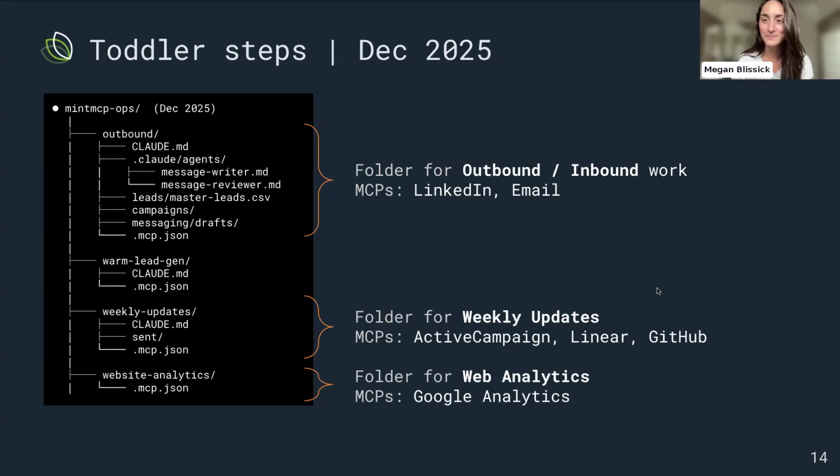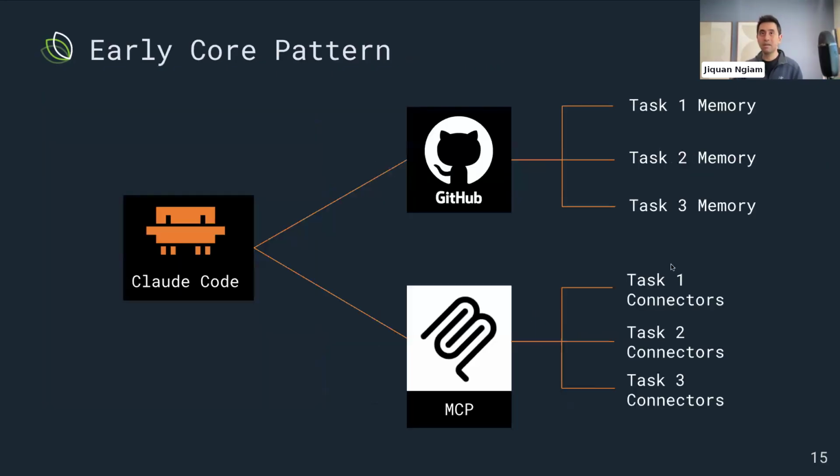So for us, the next toddler steps here were, okay, we love those weekly updates, really easy to use. We started creating more folders, very natural: inbound, outbound work for the company, analytics, and there are MCP servers for all of this now. There's Google Analytics MCPs, LinkedIn MCPs, ActiveCampaign MCPs, a ton of stuff in there. So for us, the next core pattern was starting to divide up the memory into different folders and divide up the connectors into different groups that represented different tasks that people were doing with the agents.